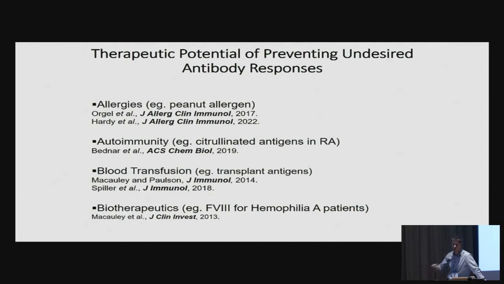We all know that allergies is where our immune system is overactive, and also autoimmunity, transfusion, biotherapeutics: all places where if you could strategically knock down immunity, these would be useful. And so we've applied Siglec ligands to selectively dampen immunity in these examples. So I'll let you look through those if you're interested.